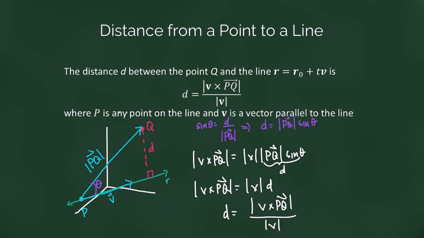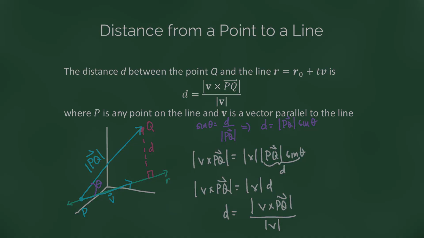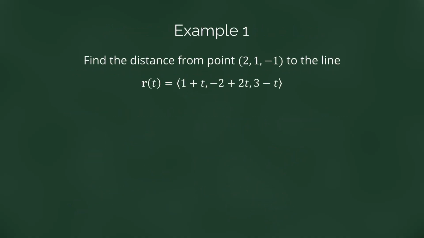So if we have the equation of a line given in vector form, so that we have a vector that we know is parallel to the line, we can use that, and we can choose any point that we want that's on our line, and that will help us find the distance from the point to the line. Let's put the formula into action with an example.